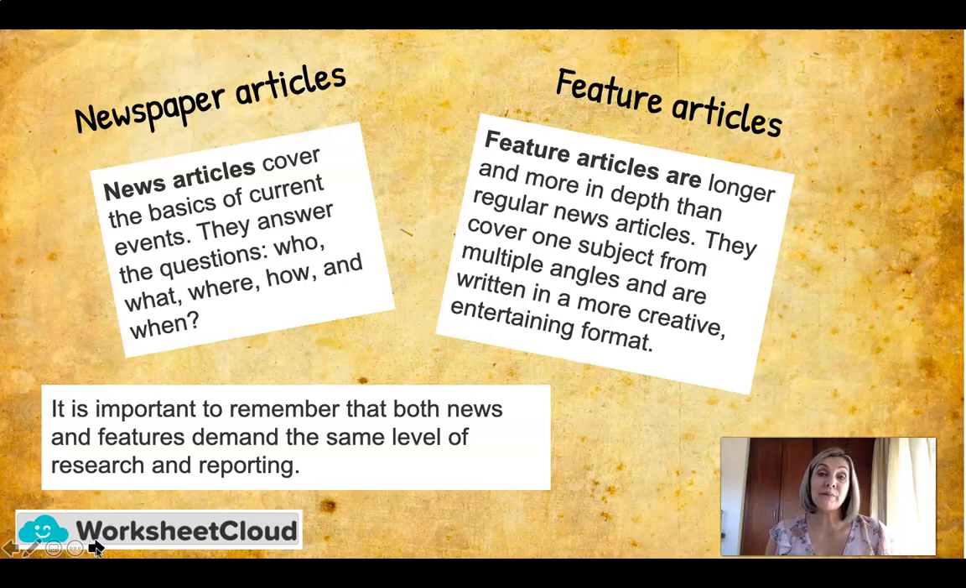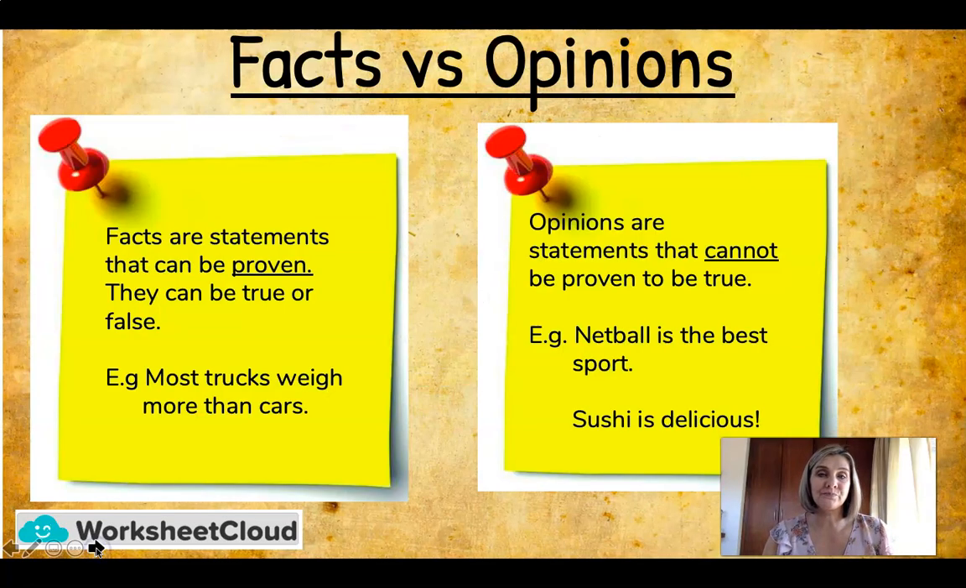So the difference between newspaper articles and features. First of all, newspaper articles cover the basics of current events. They answer the questions who, what, where, how, and when. A feature article is longer and more in-depth than regular newspaper articles, and they cover one subject from multiple angles, and they're written in a more creative, entertaining format. But it's important to remember that both of these, the newspaper articles and the feature articles, demand the same level of research and reporting. So one is not easier than the other, but today we are looking at newspaper articles.